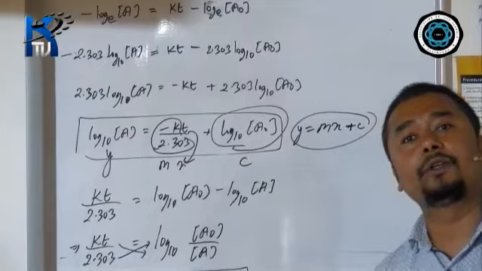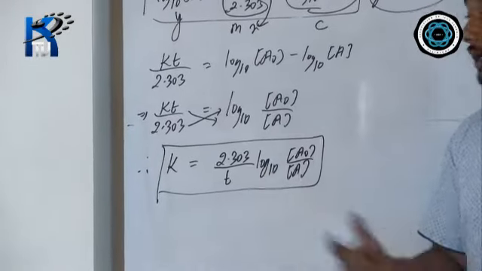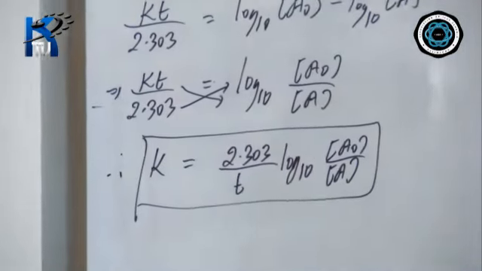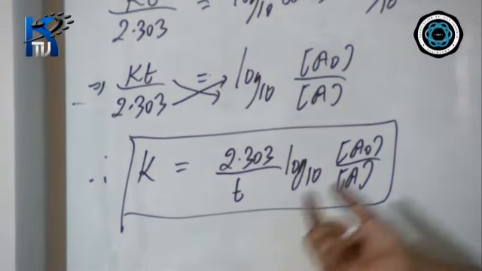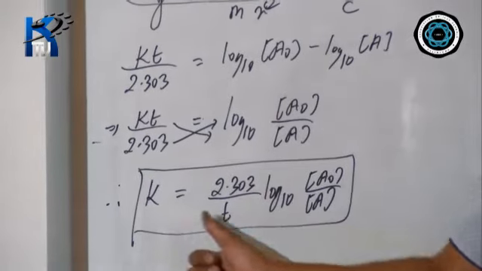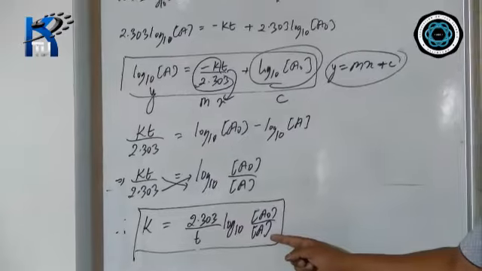Derivation has hardly come in your board exam. But still, students, you need to go with it so that it will help you. Mathematical power will increase for you all. And this is usually used in numerical problems. So in board exam, numerical problems come to find rate constant, sometimes to find time, sometimes to find initial concentration, sometimes to find the concentration after time t.